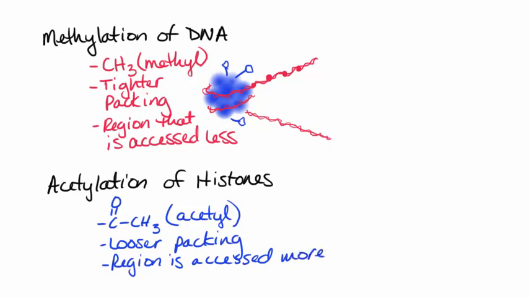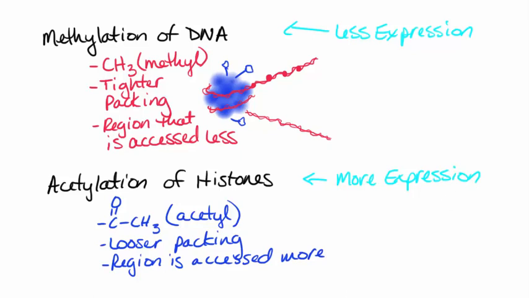So to sum it up, in this case, with methylation, we would get less expression, if we want to use that term. And when we're talking about acetylation of the histones, we're going to get more expression. And so we'll find that different regions of the DNA will have differing amounts of methylation of the DNA, and they will also have different amounts of acetylation of the histones. And this is something that's going to be fluctuating really all of the time to tightly and carefully control the level of epigenetic regulation of the DNA.